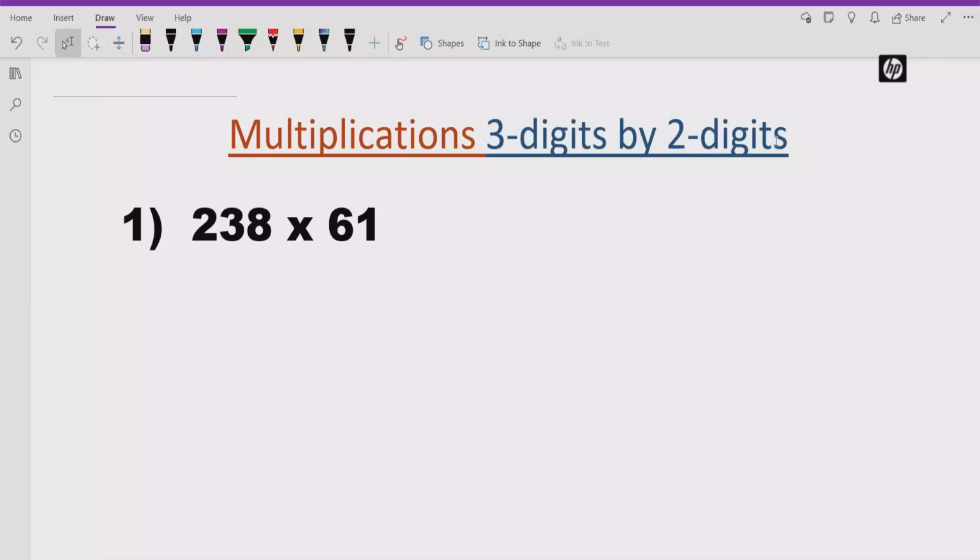Today we will learn multiplication of 3 digit by 2 digit. So we will understand with 3 examples. So first example is 238 multiplied by 61. So what we will get the answer of that.